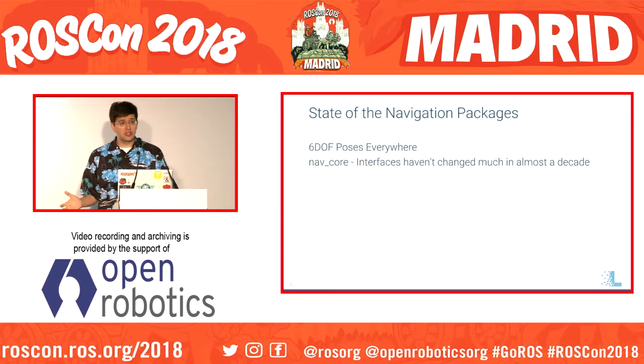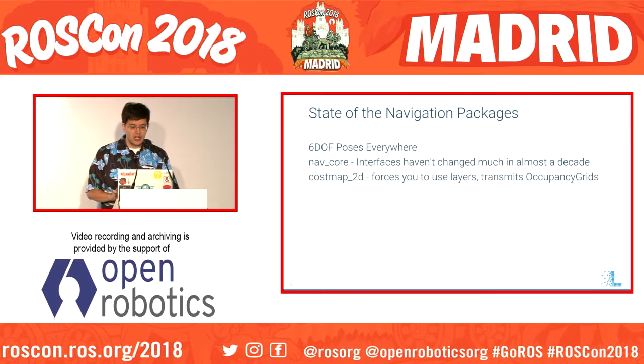The nav core interfaces have generally not been updated in almost a decade now, and there are some serious limitations that I'll talk about later. Costmap 2D is great. There was some great work done at Willow Garage a number of years ago by a guy named David Lu, who put costmap layers into the costmap. But that does force you to use costmap layers, and sometimes you really just want to throw some values into a grid, and so it adds a lot of overhead.